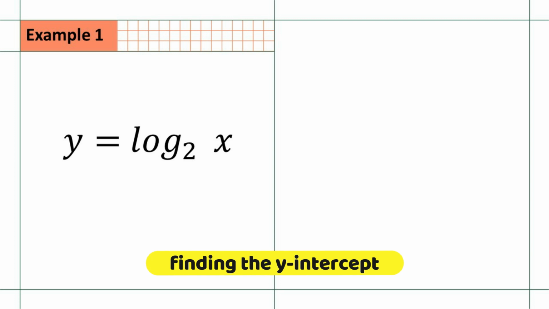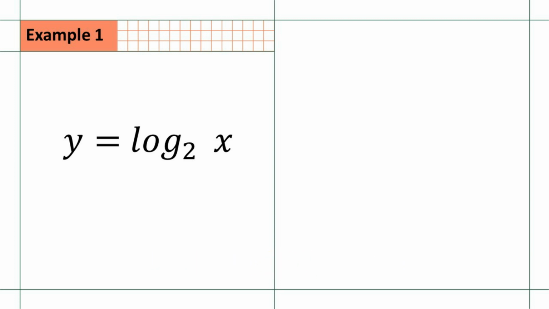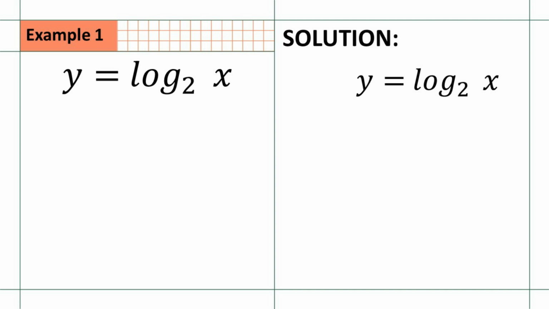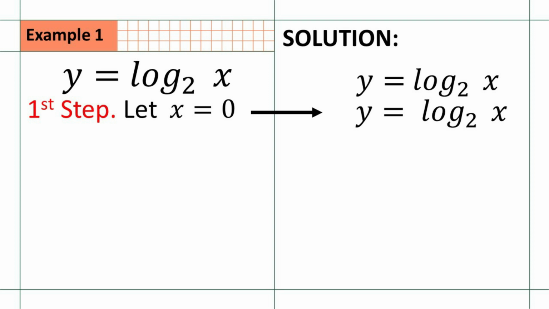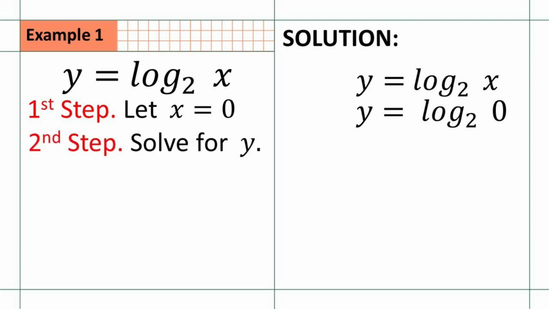Next is the y-intercept. Simply copy the function. So we have the logarithmic function y equals the logarithm of x to the base 2. First step, let x equals 0. So, I replace x with 0. We now have y equals the logarithm of 0 to the base 2. Second step, solve for y.